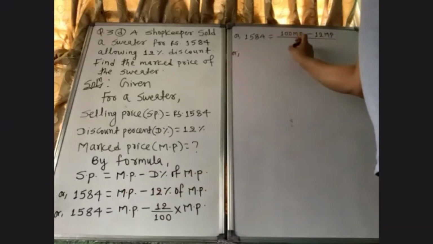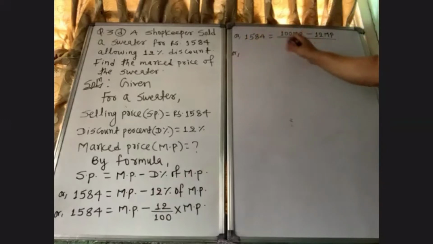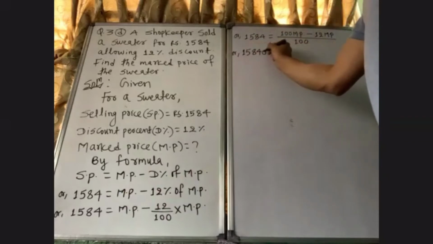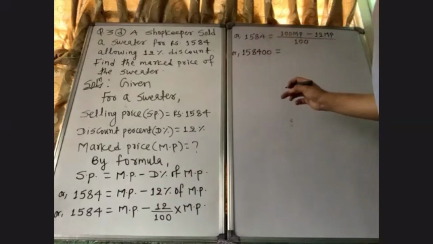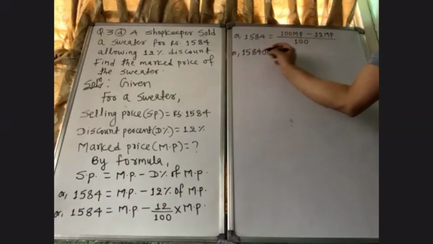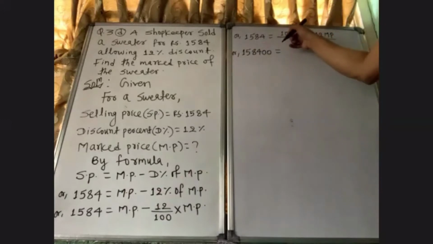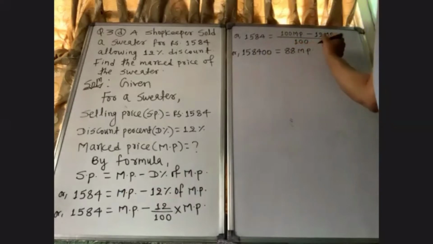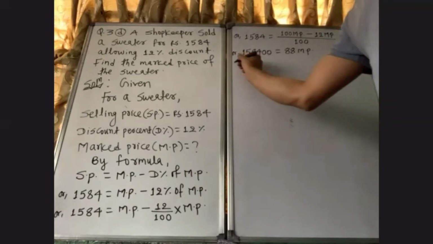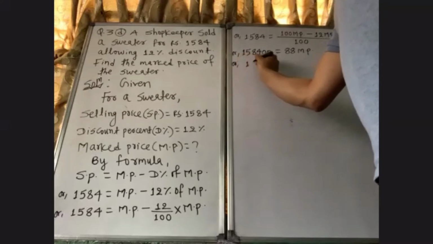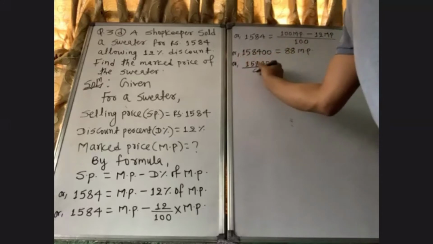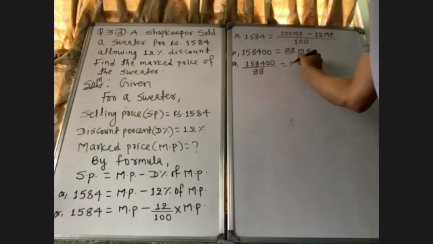After this, 100 will multiply with 1584, and we'll get 1,58,400. This is equal to 100 MP minus 12 MP, that is 88 MP. 100 minus 12 gives 88. So 1,58,400 divided by 88 is equal to MP.